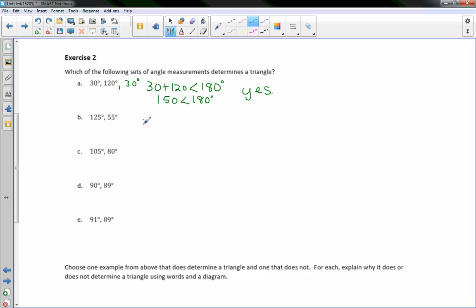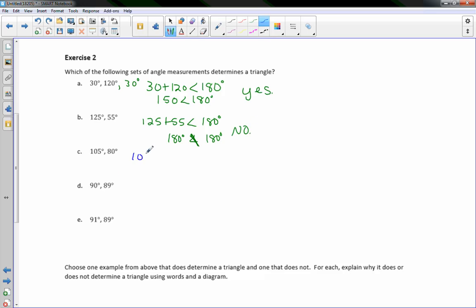So in continuing in this fashion, 125 plus 55 has to be less than 180. 5 plus 5 is 10, carry the 1. 5 plus 2 is 7, plus 1 is 8, and then 1, 180. 180 degrees is not less than 180 degrees. Okay, let's try that again. 180 degrees is not less than 180 degrees. So the answer is no.